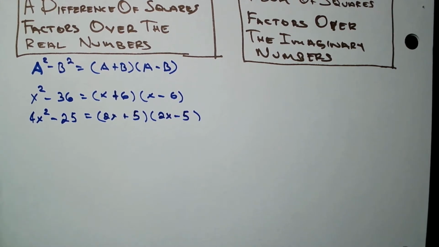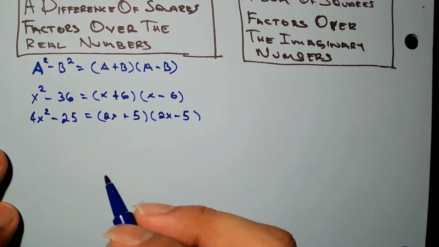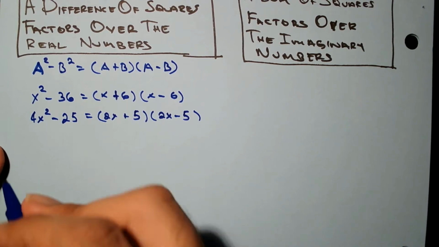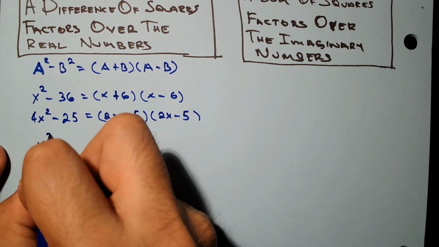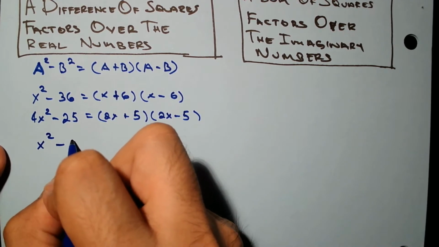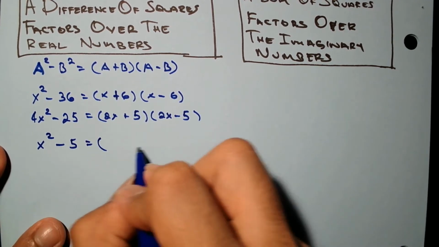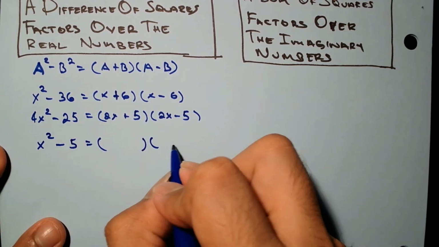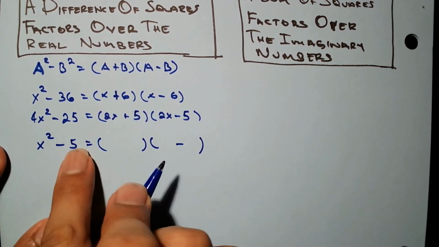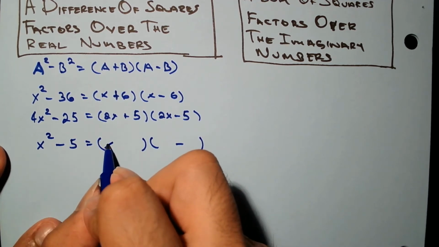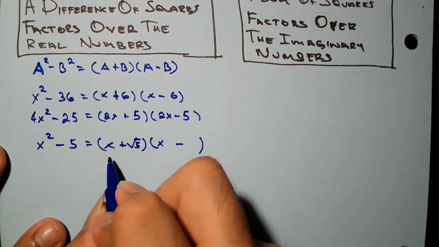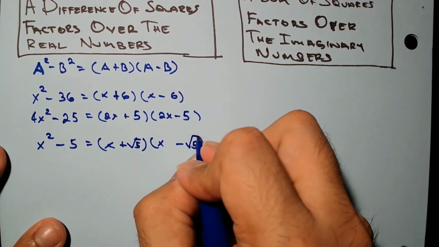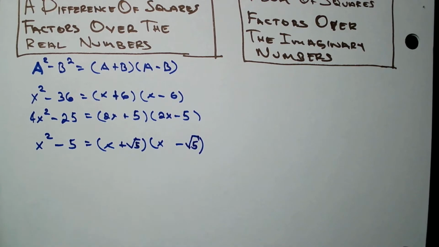Can we do this with numbers that are not perfect squares? Perhaps yes. We have already done some of those if you remember from the previous section, something like x squared minus 5, for example. Even though 5 is not a perfect square, we can look for the quantity whose square is 5, and in this case it's the square root of 5 and the negative square root of 5. So we might need to have those in mind.